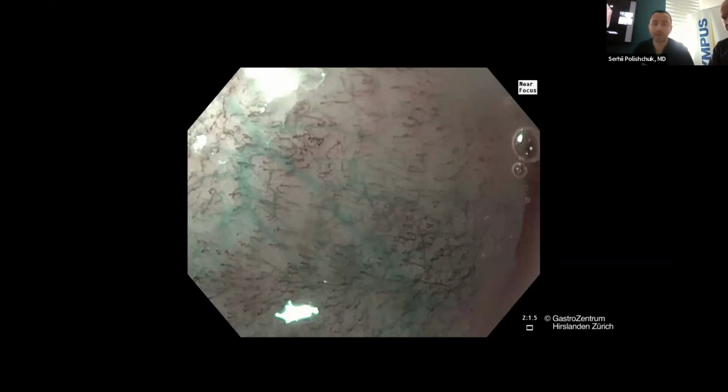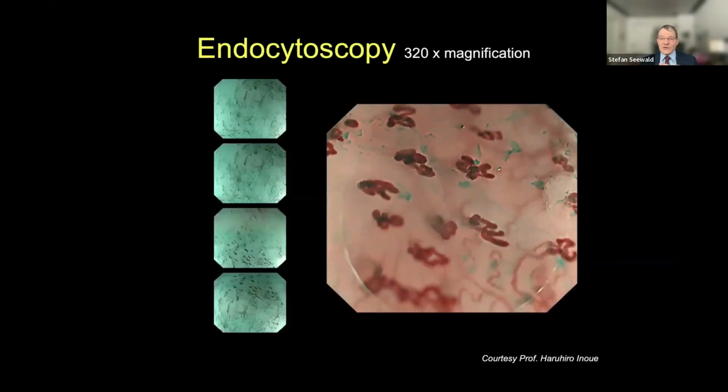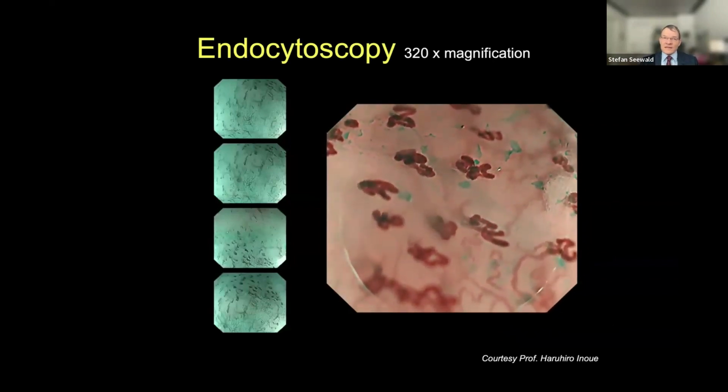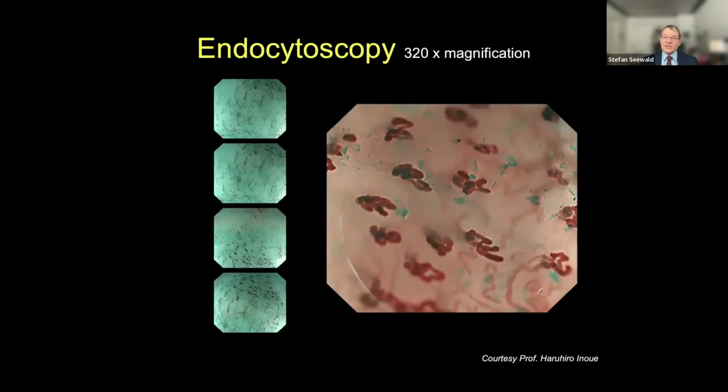Yeah, we can continue, dear professor. So the question is, why do we focus so much on the vessels? Because we know when we look at the vessel structures, we can give already information of the depth of a potential tumor infiltration. And today we can magnify more. We can magnify up to 320-fold with the Olympus endocytoscope. This is not necessary in the daily practice, but I only want to show you what is possible today.